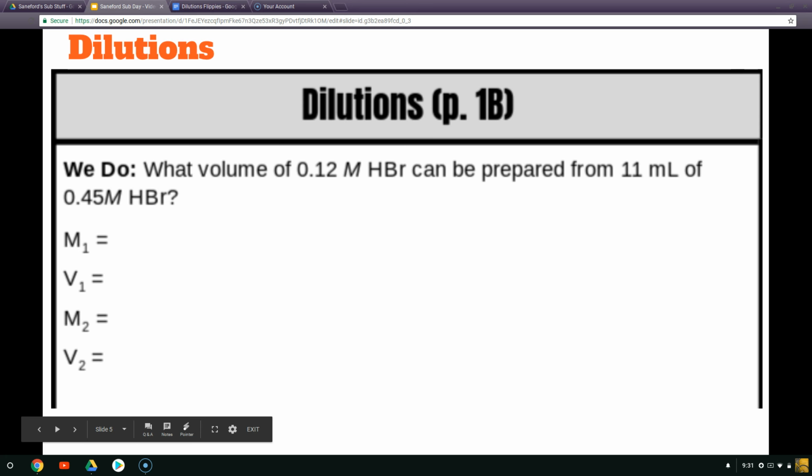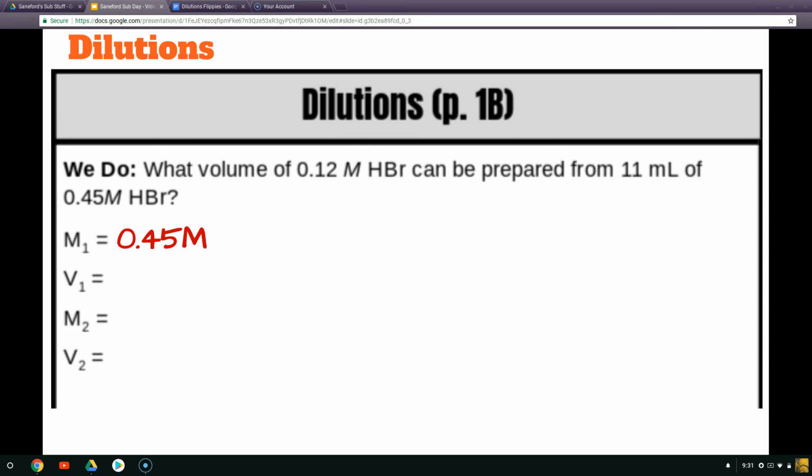Here's another example. So we want to figure out what volume of 0.12 molar HBr we can prepare if we have 11 milliliters of 0.45 molar HBr. Right? So let's list what we know. They tell us that we're starting off with 0.45 molar HBr, and we got 11 milliliters of it. And we know the concentration that we're trying to get it to is 0.12 molar. So we got to figure out how much of that we can make if we have these things.